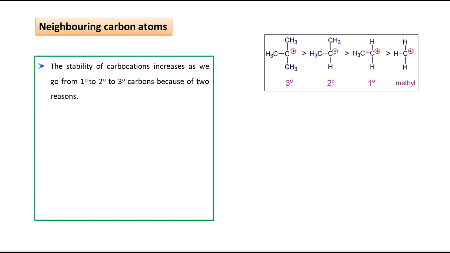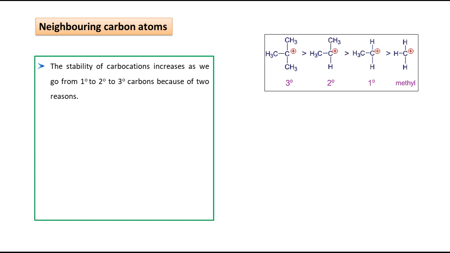The first one, neighboring carbon atoms. So neighboring carbon atoms, here you can see 3 degree, 2 degree, 1 degree, methyl. All the 4 types are given. Now this is based on classification of carbocation. If you have any doubt on that, you can watch the previous video, that is the classification of carbocation, and for that you can click on the link appearing on the screen.